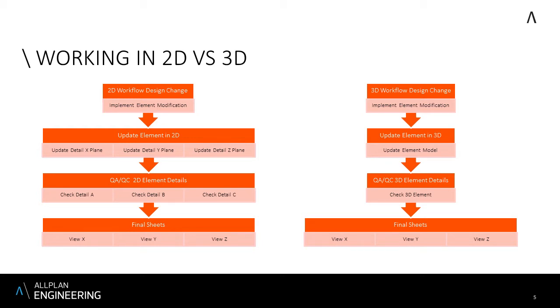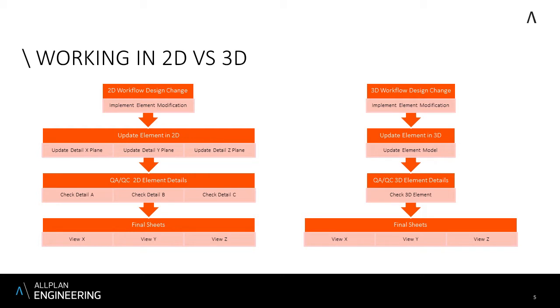You have to go through all 3 of them and make the change. When working in 3D, we're making that change in a single location as it's a 3D element. And looking at the 3D element, it's more relatable because it's in a 3D environment, what you're used to looking at. Then going back and doing the QA/QC for these changes, for the 2D workflow, you'll have to go back and make sure all the changes are properly implemented in multiple detail locations.